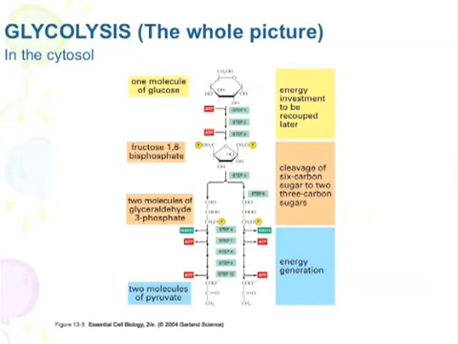So the energy investment stage is when ATP is put into glucose and attached. And then the cleavage is simply breaking the 6-carbon compound up into 2, 3-carbon compounds. And then energy generation is when ATP is actually made, along with NADH. And the final outcome is 2 pyruvates.